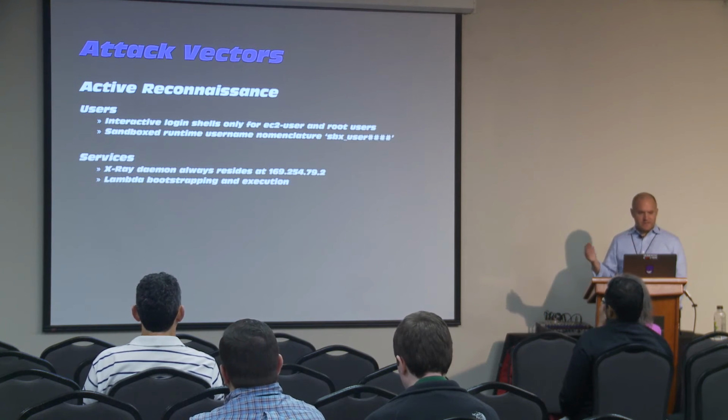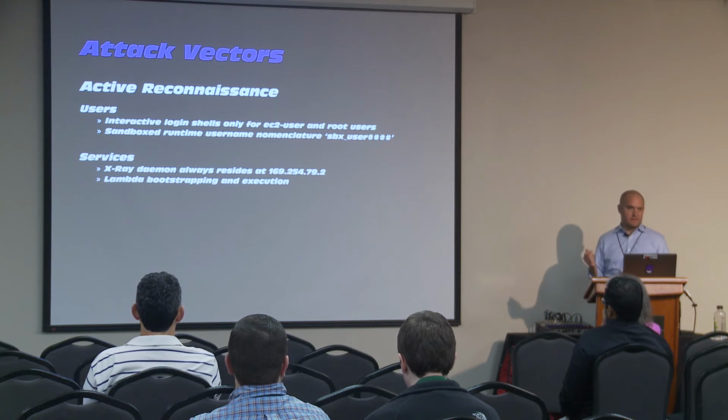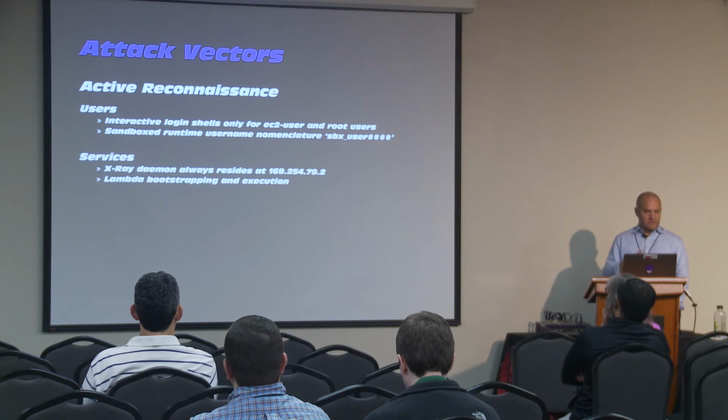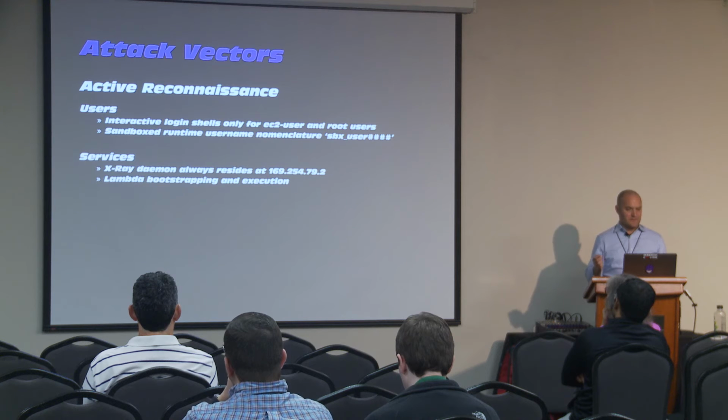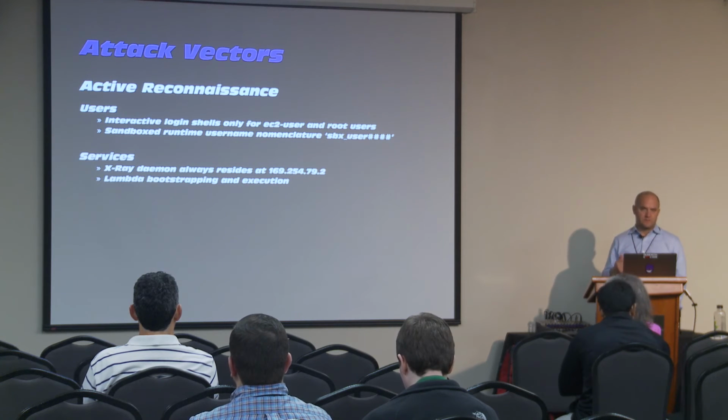And then we saw the EC2 user and root users in /etc/passwd. The nomenclature used was sbx_user and a 4-digit number. So I mentioned X-ray, and this is an area of research I want to continue exploring as well, but it seems like the X-ray daemon always resides at 79.2. And then we know, again, that there's some sort of bootstrapping going on for your code, and it's leveraging that runtime.so shared object file. It's making calls to that.